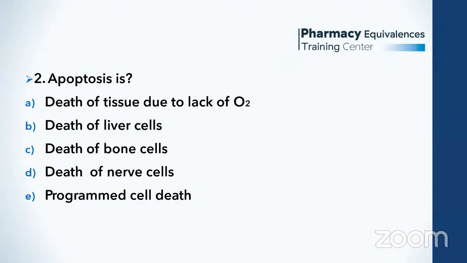The second question, apoptosis. What is this term? What is the meaning of this term? It is a programmed cell death. This program in our body will help to remove the dead cells, okay, and get them out from our body. The dead cells, if they are still present, may be a source of cancer. So it is a programmed cell death, helping in removal of the dead cells from our body.